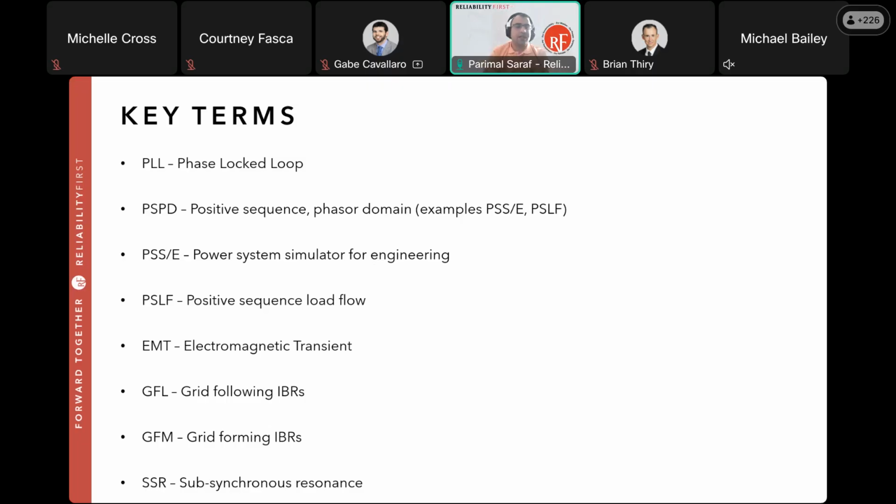And SSR is subsynchronous resonance. It's a specific type of oscillatory phenomenon that happens in systems rich in series compensated lines. It has been seen when a lot of these IBR resources are interconnected to POIs in the neighborhood of these series compensated lines: there is this unique phenomenon where oscillations are seen in the system. These types of events have been reported in Texas as well as in WECC. So that's all the terms I'll be using.